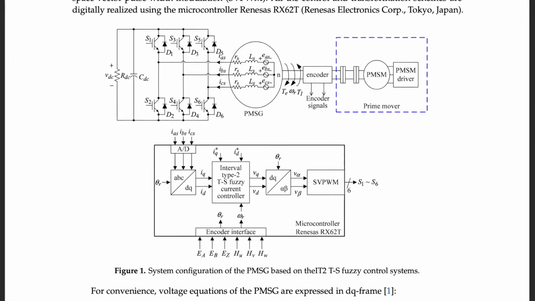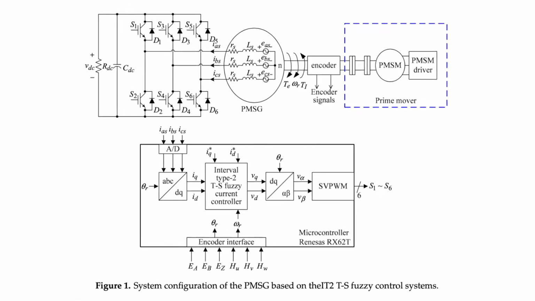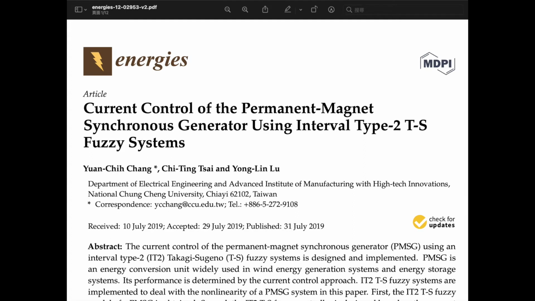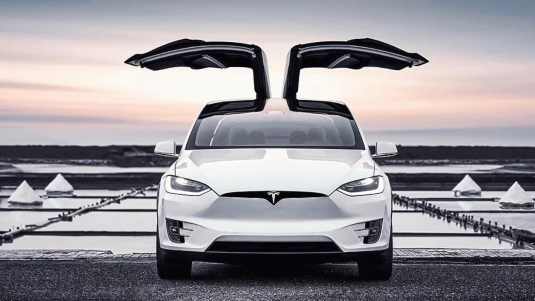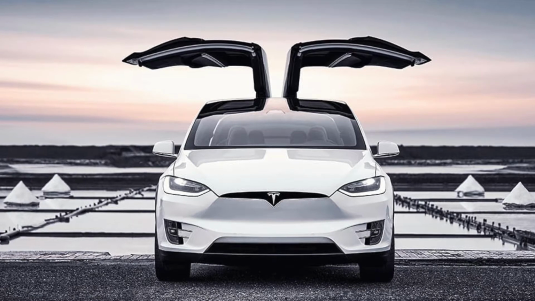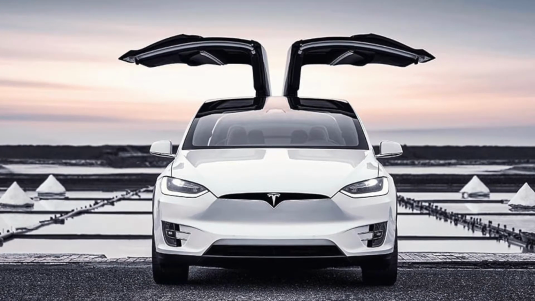Hi, today I'm going to introduce you to a new technology from a thesis that I recently read on the internet. The title is Current Control of PMSG using Interval Type 2 TS fuzzy systems. PMSG is the abbreviation of Permanent Magnet Synchronous Generator, and this generator is commonly used for converting energy or for improvement on electric vehicles. And there are different types of permanent magnet synchronous motors or generators.